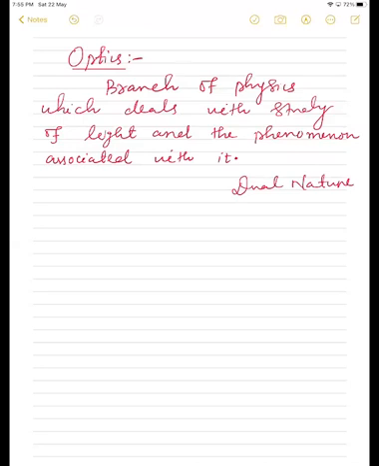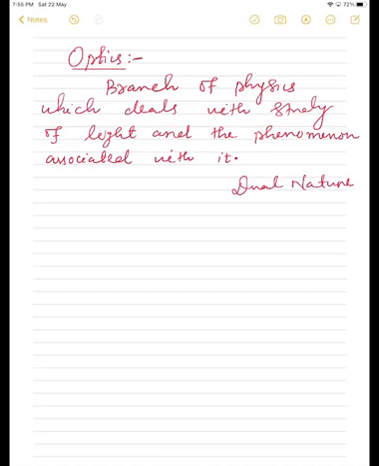Yes or no? A ray is incident. That means certain particles having certain energy are going and striking a surface and coming back. Yes or no? That means light has dual nature. In some phenomena, light is treated as a wave, and in some phenomena, light is treated as a particle.